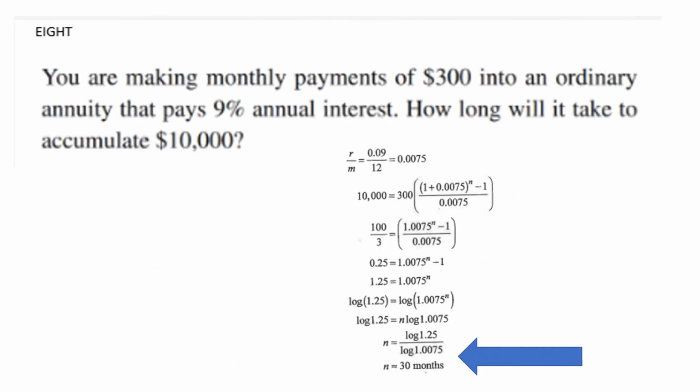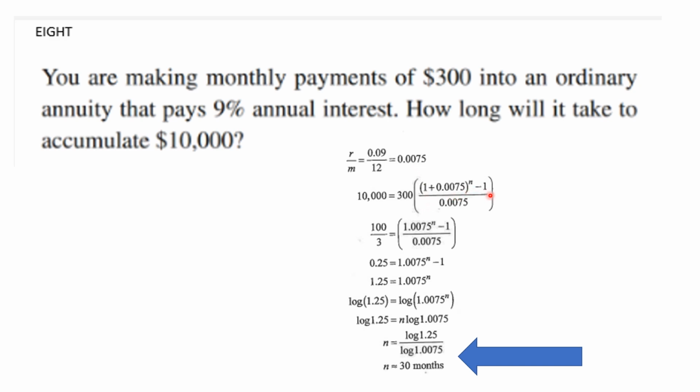Number 8, you're making monthly payments of $300 into an ordinary annuity that pays 9% interest. How long will it take to accumulate $10,000? Well, you're getting 9%, but you're doing this monthly, so it's 9% over 12, so it is 0.0075.